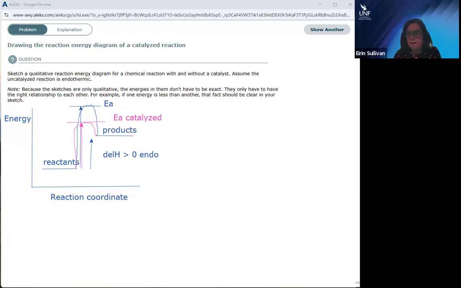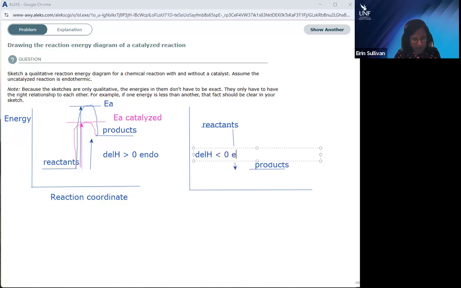If you had an exothermic reaction, it would be the same kind of thing. Of course, your reactants would be at a higher starting level of energy than your products. So let's look at a reaction coordinate where our reactants start at a higher energy and our products are at a lower energy. That is typically what we'd call an exothermic reaction, because the value of delta H is negative. Energy is being released, right? Delta H is negative, so that is exothermic.